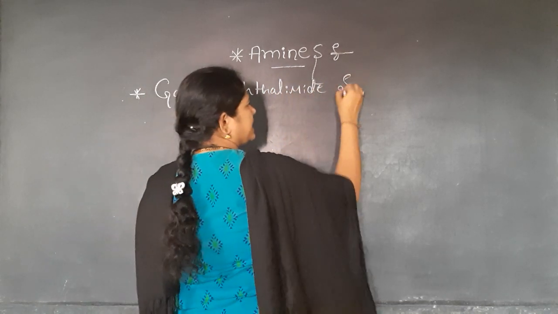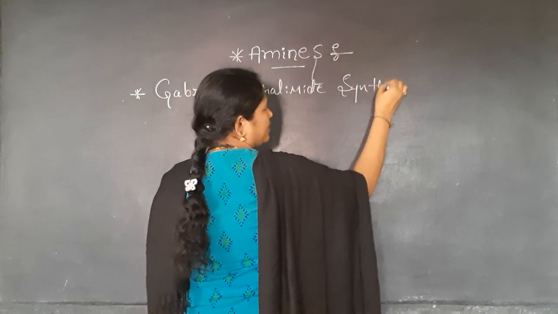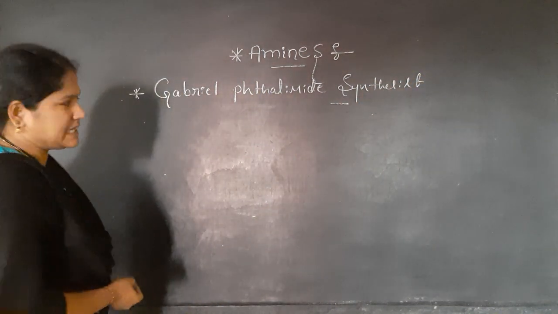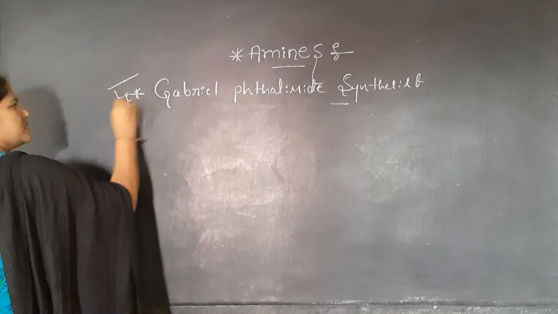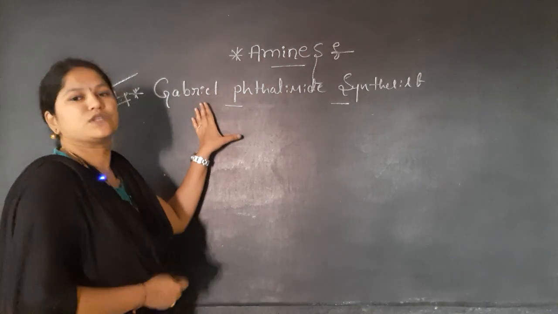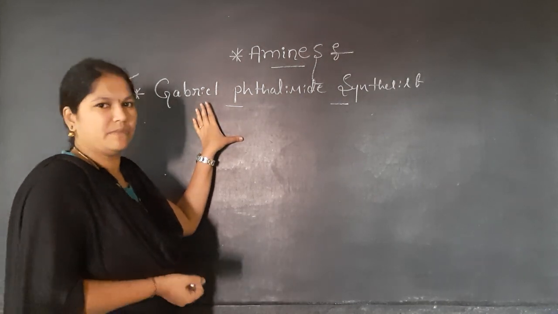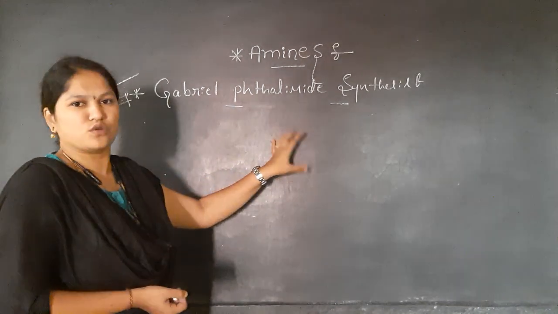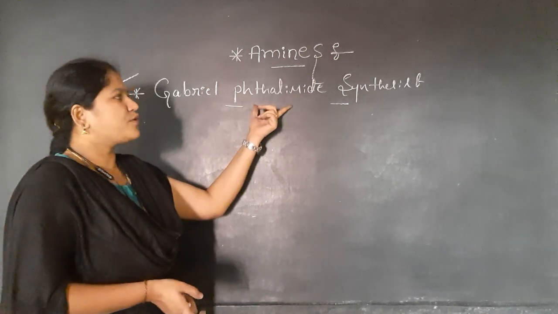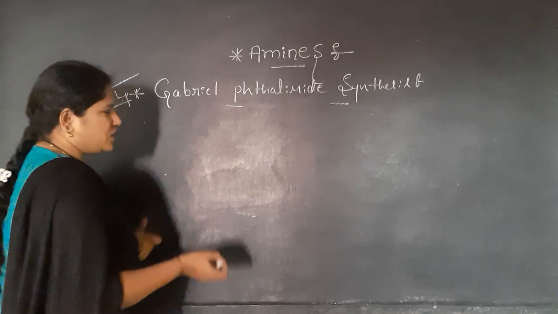Gabriel phthalimide synthesis, one of the named reactions, is very important for board as well as entrance examinations. So keep your concentration. The reaction is too simple. Here Gabriel synthesis is used for the preparation of primary amines. So here we are preparing primary amines. That's clear. In order to prepare primary amines, we have to take phthalimide as an initial reactant.